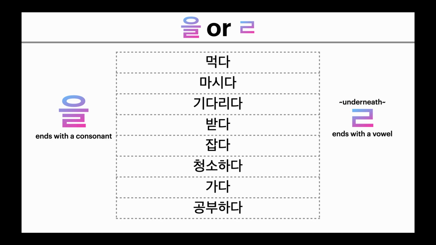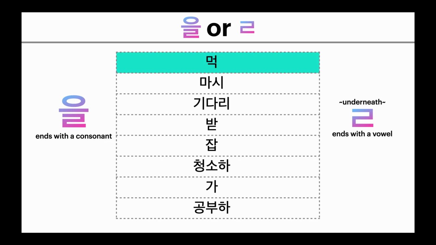So here are 8 verbs, in which we will first drop 다, and now we have their stem form. Let's go ahead and practice whether to add 을 or ㄹ, starting with 먹. What do you think? Feel free to pause if you need more time.